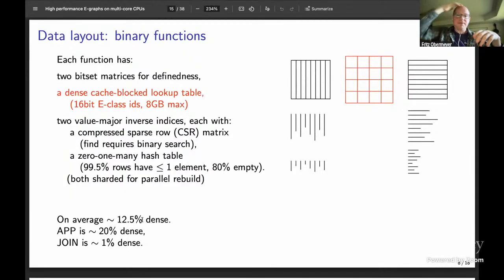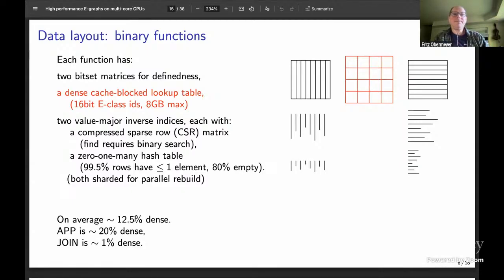Let me say that a different way. This 12.5 percent density might only be 6.25 if half of it is constant functions that maybe you could be smarter about. But there's still half of that that's not constant functions. That's still a lot of functions.